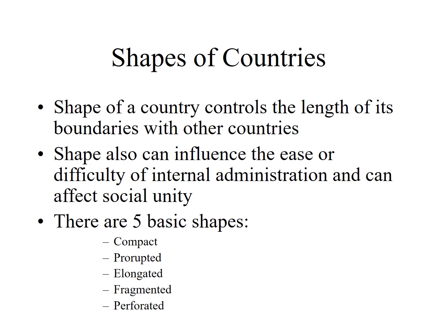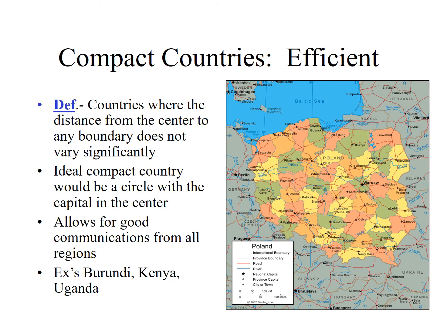There are five basic shapes: compact, prorupted, elongated, fragmented, and perforated. Now I'm going to go over these. Now, compact countries: the United States is a compact country. This is Poland right here. And you can see it is basically equidistant from the center all the way around. It has easy access to seaports, and has many transportation modes throughout here. You can see it can fly from one place to another. There are many roads going to many other countries.